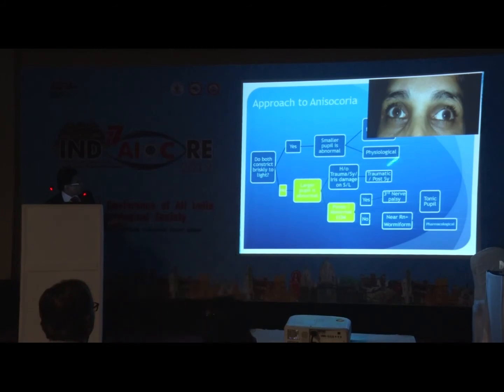Then look for other features, ptosis, extraocular movement problems, nothing was there. And then you look at the near reaction. In this case, near reaction was also absent, but looking on the slit lamp, I could see vermiform movements. So from this, we narrow it down to a tonic pupil.